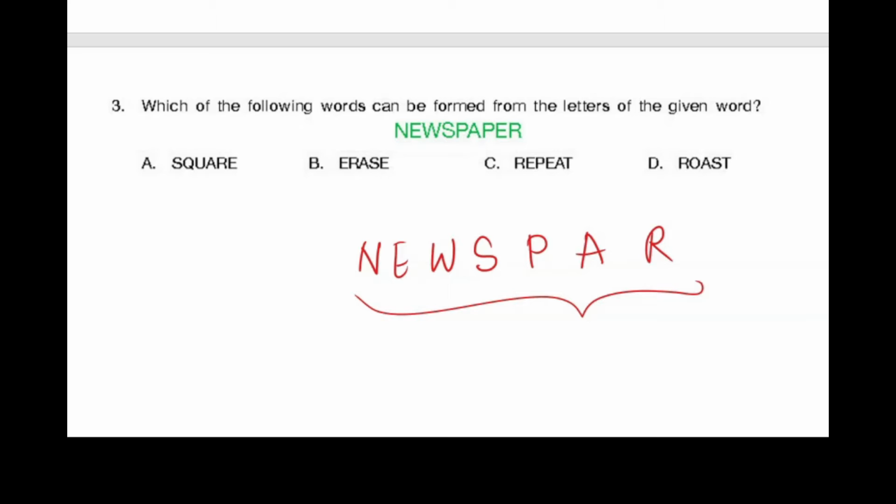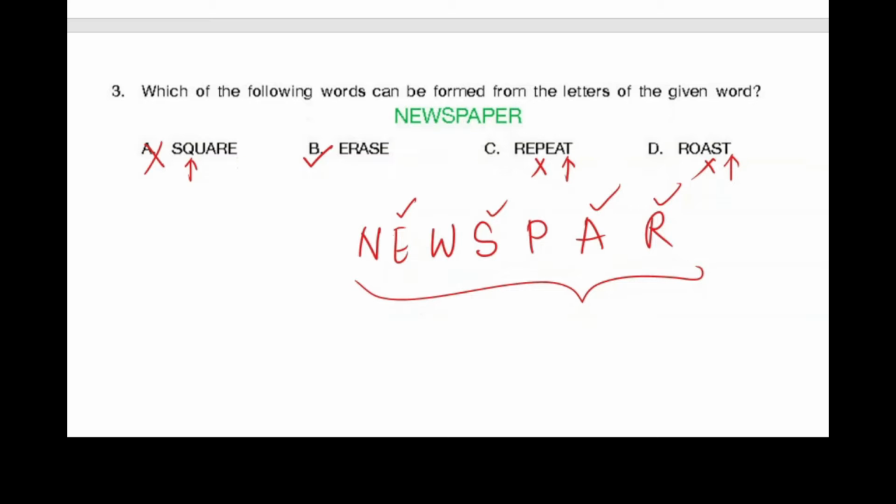Here, if you check option A, it is containing Q, so it cannot be the answer. Option C is containing T, and option D is also containing T. So these cannot be the answer as we do not have T or Q here. So yes, E-R-A-S-E, erase. Option B will be the correct answer. E-R-A-S-E. Right? So option B is the correct answer for question number 3.